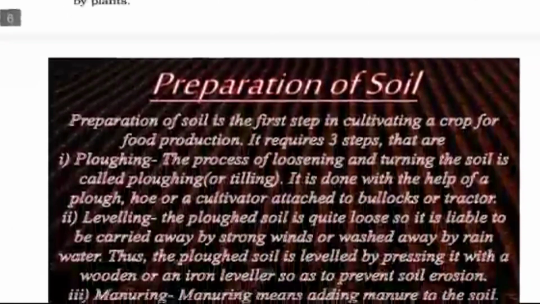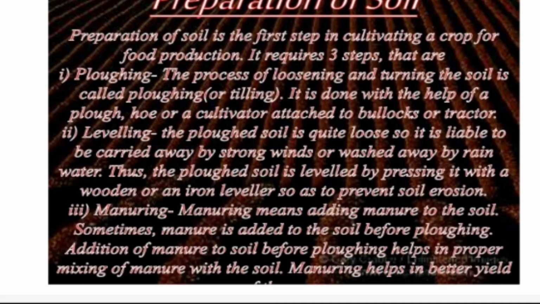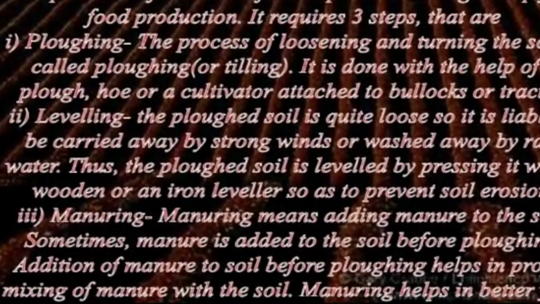So for a quick recap, preparation of the soil is the first step in cultivating a crop for food production. There are 3 steps. First one is ploughing. The process of loosening and turning the soil is called ploughing or tilling. It is done with the help of a plough or a cultivator attached to bullocks or a tractor. Second is leveling. The ploughed soil is quite loose, so it is liable to be carried away by strong winds or washed away by rainwater.